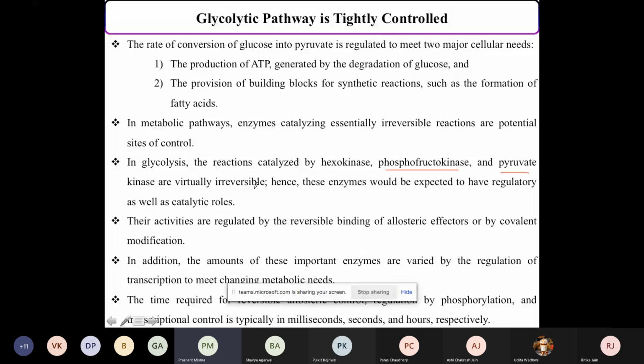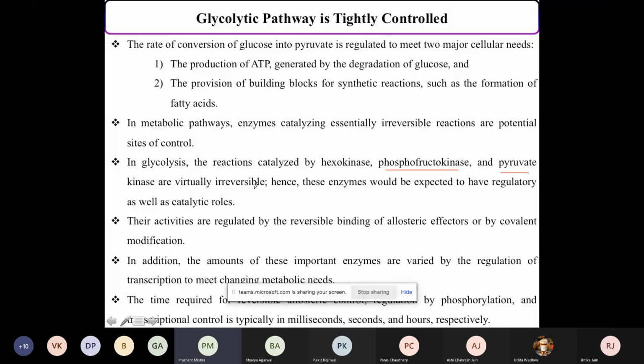Of course, they are providing catalysis, because hexokinase will convert hexose into hexose 6-phosphate, like glucose to glucose 6-phosphate, and phosphofructokinase is converting fructose 6-phosphate to fructose 1,6-bisphosphate. But they are also controlling the rate of reaction. And sometimes the reactions which are controlled by these enzymes, these enzymes may be known as pacemaker enzymes. They decide the pace of the metabolic pathway.